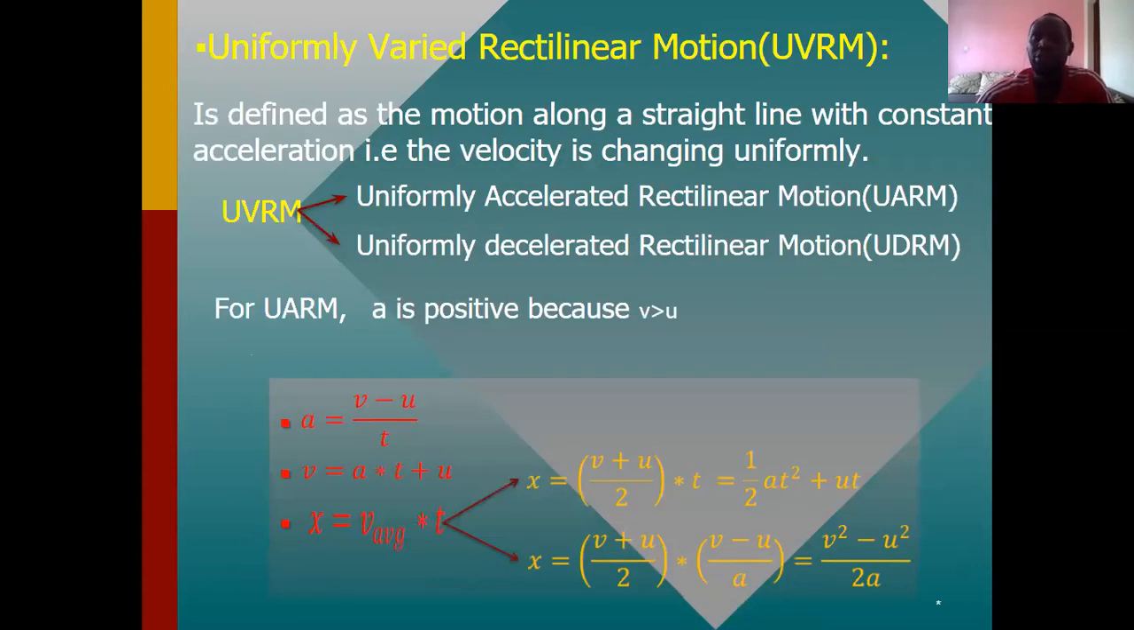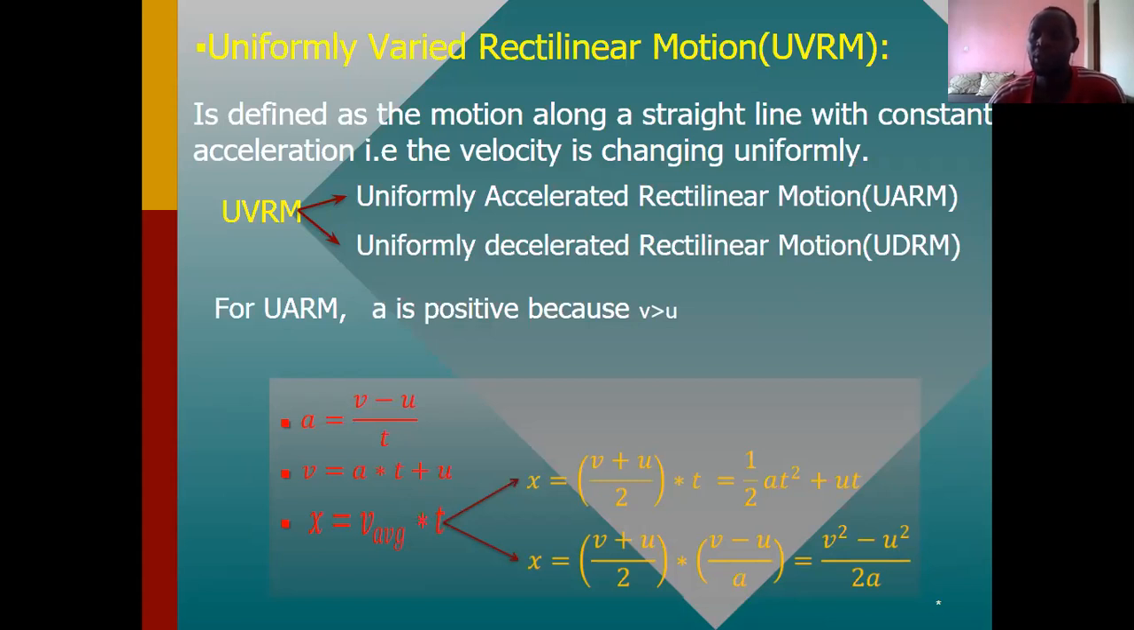The second type of motion is uniformly varied rectilinear motion. It is defined as the motion along a straight line with constant acceleration. Constant acceleration means that the velocity is changing, but it's changing uniformly. Here we have two types of motions. We have accelerated motion and we have decelerated motion.